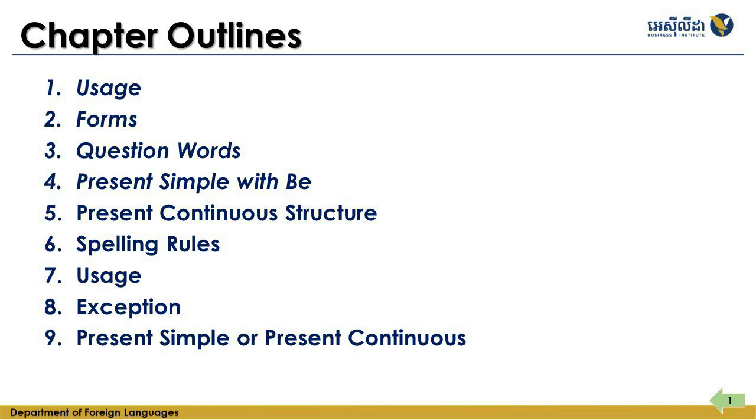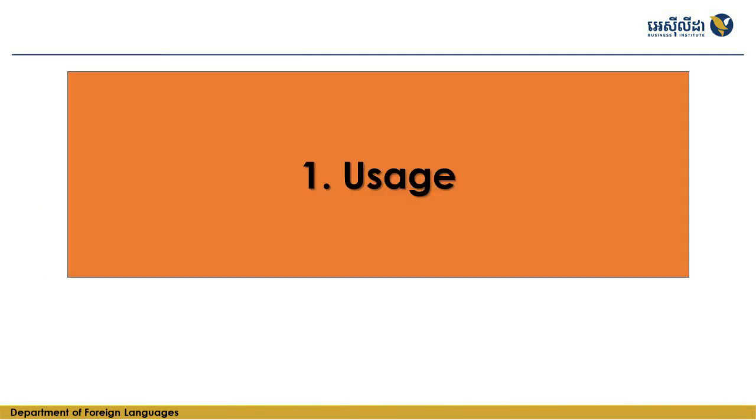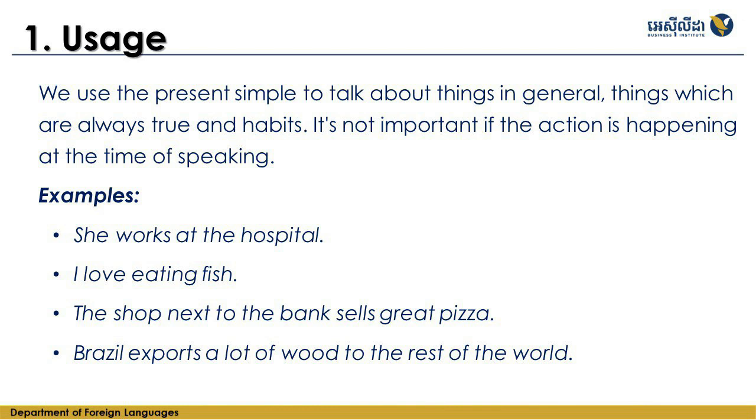We use the present simple to talk about things in general, things which are usually or always true, and habits. It's not important if the action is happening at the time of speaking, but it is always true. For example, she works at the hospital. I love eating fish.